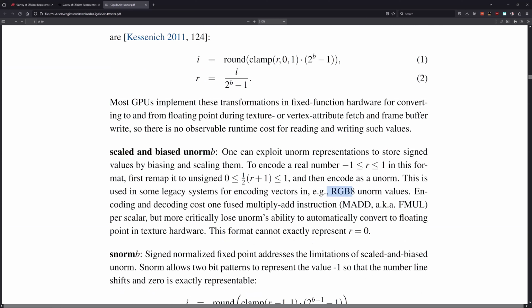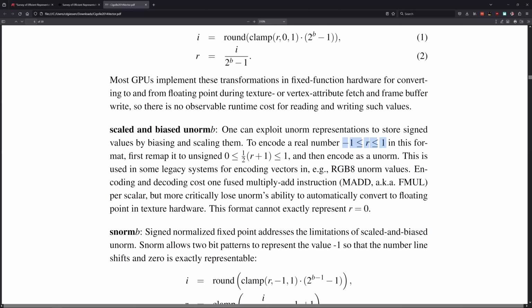So their S norm is usually scaled and biased. It's a long way to say S norm, but I guess this also applies for arbitrary range if you really wanted to. Only used in legacy systems, so you can ignore that. Oh, okay. I didn't see S norm down here. Yeah, legacy.